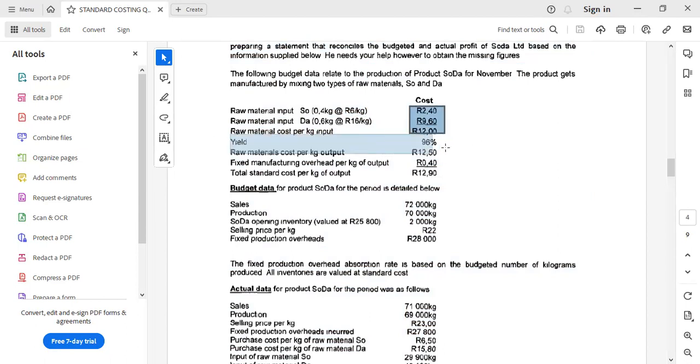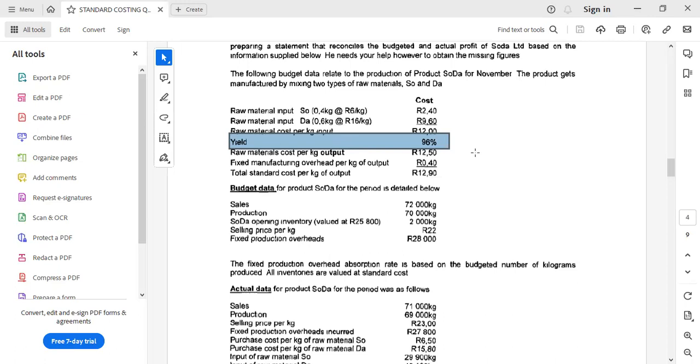Right. The yield is 96%. When they say yield is 96%, it means about 4% of the raw materials will be lost in the production process. So that means if our input is... So when they say yield is 96%, it means there will be a loss of 4% that will happen on the inputs.